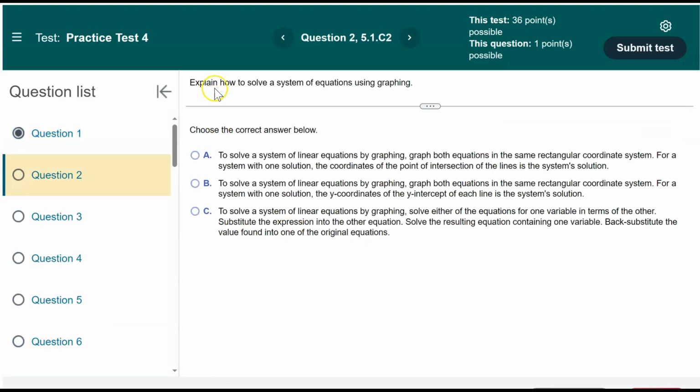Question number 2. Explain how to solve a system of equations using graphing. To solve a system of equations using graphing, the first step is to graph the equations. You graph both equations in the same rectangular coordinate system. Now, if the system has one solution, the coordinates of the point of intersection of the lines is the solution to the system.